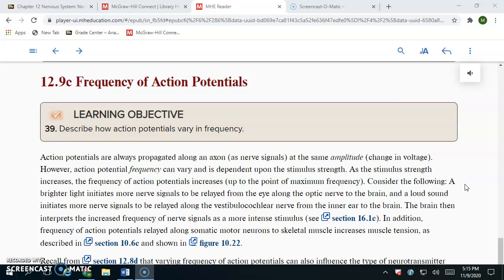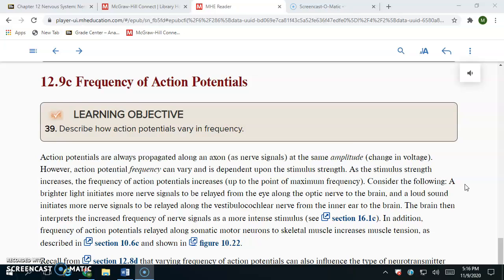So how the central nervous system can determine if a sensation is more intense is because of the frequency of the action potential. If a bright light is shined in our eye, we will have more action potentials, more frequent ones, running along our optic nerve to the occipital lobe of our brain. And so then our brain will be like, oh, we're getting very frequent action potentials. So the brain interprets that as a very bright light, as opposed to a more normal light.